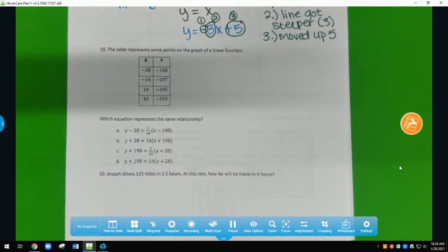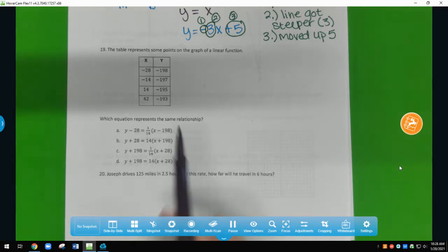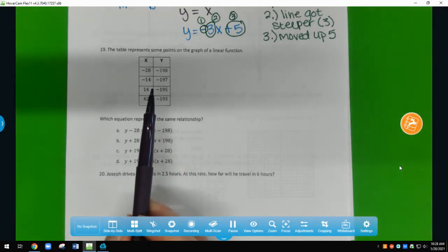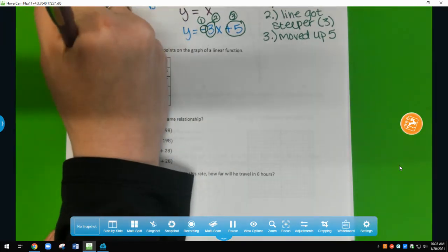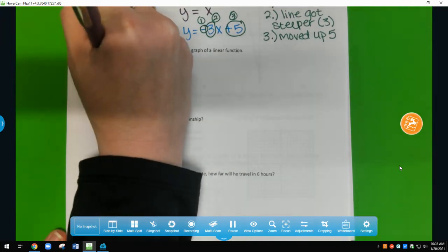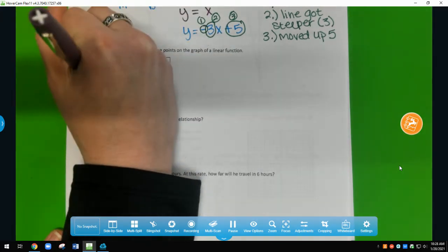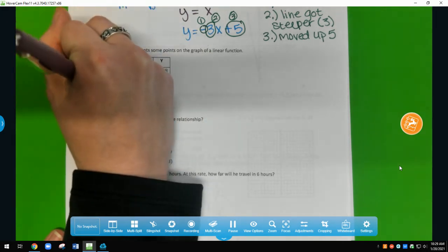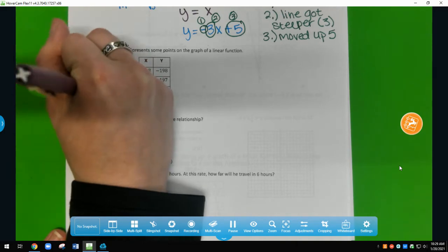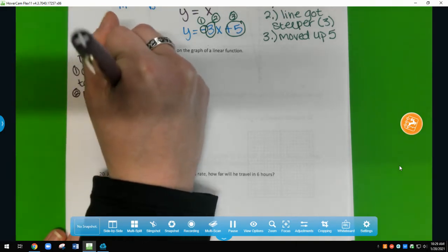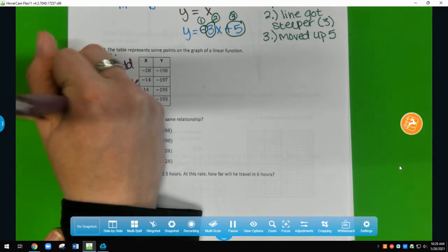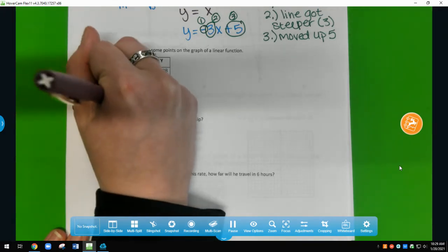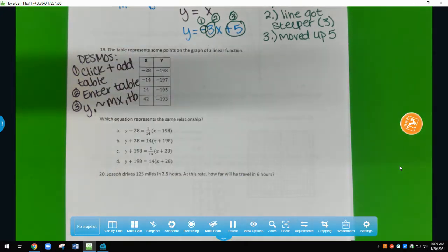All right, number 19. The table represents some points on the graph of a linear function. Which equation represents the same relationship? So before I look at these equations, I want to get the equation of the table. So this is when we're going to go to Desmos. We're going to click the plus to add a table. We're going to enter the table. And then on a new line, we're going to have our y1 tilde mx1 plus b.